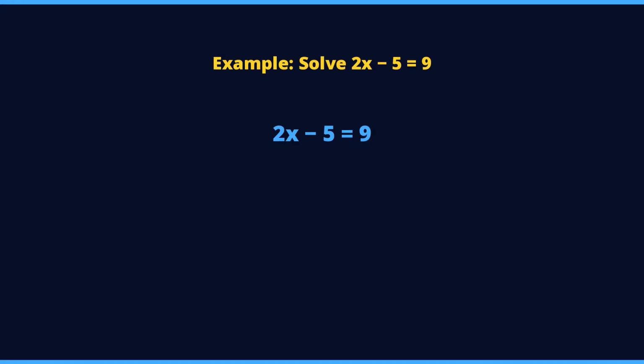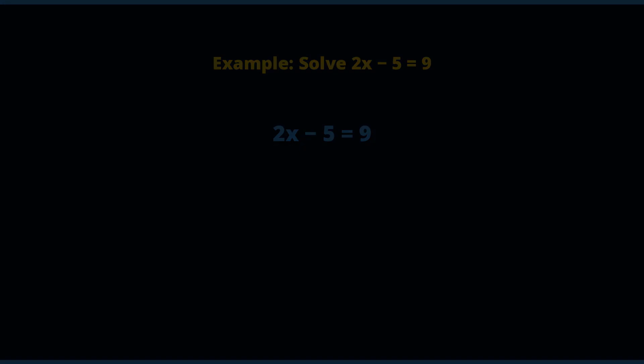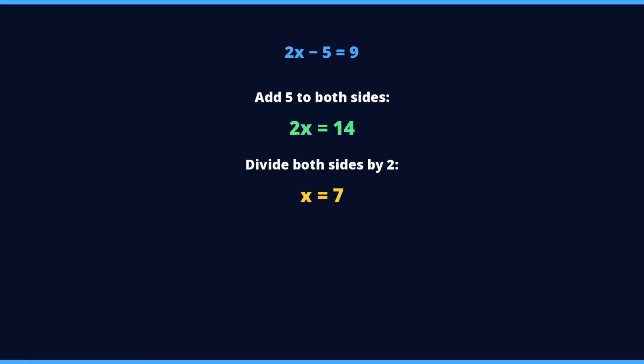Let's solve an example. Solve the equation 2x minus 5 equals 9. Add 5 to both sides to get 2x equals 14. Then divide both sides by 2. We find that x equals 7.